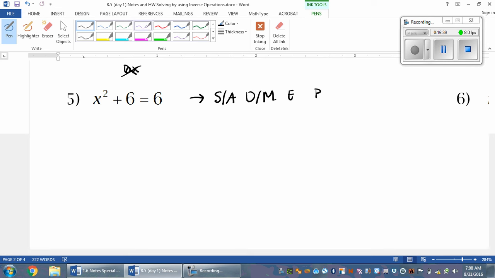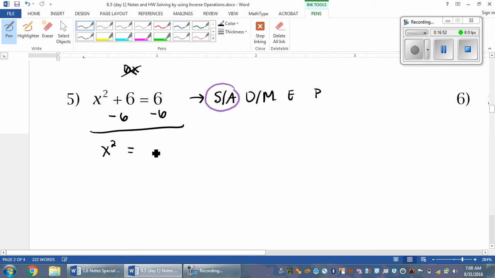Okay? So first I have to cancel everything that's being added or subtracted. Oh look, I have this positive 6. So how do I get rid of positive 6? By subtracting 6. x squared is equal to 0. I canceled everything that's added or subtracted first. Now I'm going to move everything that's being multiplied and divided, but I don't have anything that's being multiplied or divided because I already isolated my quadratic term.